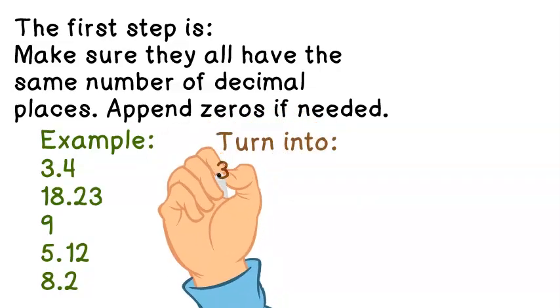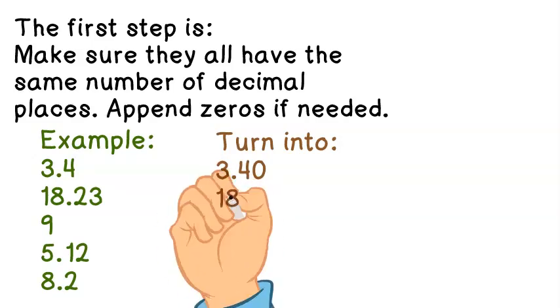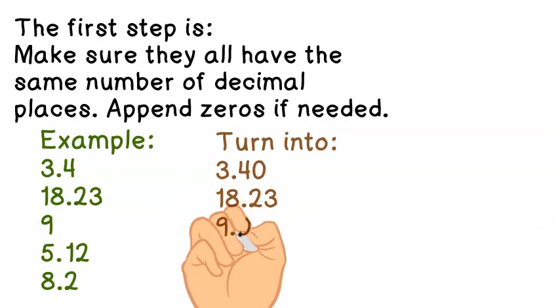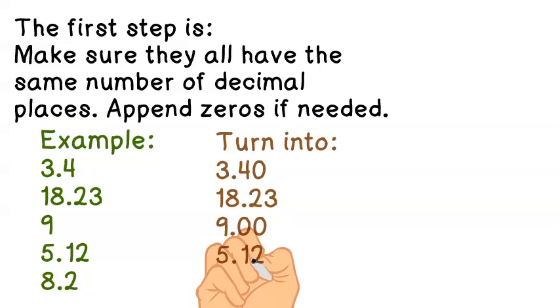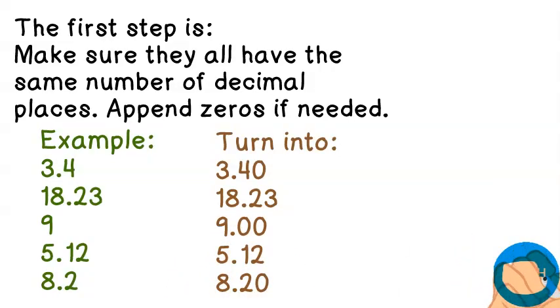So the 3.4 turns into 3.40. The 18.23 stays the same. The 9 turns into 9.00. 5.12 stays the same. And 8.2 turns into 8.20.